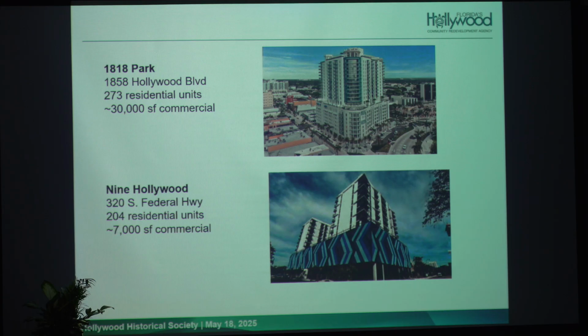Okay, well, 1818 Park is that building that was in the other picture that we showed of Hollywood Boulevard 2024 looking westbound. That is where, and you can see, it is where the Great Southern was located and then reconstructed. It has 273 residential units and approximately 30,000 square feet of commercial space. 9 Hollywood is at 320 South Federal Highway, and that has 204 residential units and 7,000 square feet of commercial space. So these exist. These are out there.